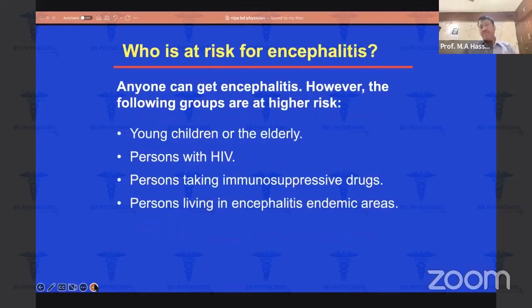What are the most common risk factors for encephalitis? Children are the most common, and the extremes of age, the elderly people, patients with immunosuppressive states like HIV, or immunosuppression by drugs like steroids or anti-cancer drugs, or people living in encephalitis endemic zones like nipah virus in our northern part of Bangladesh. So there are some risk factors. It is not usually common in the immunocompetent population.